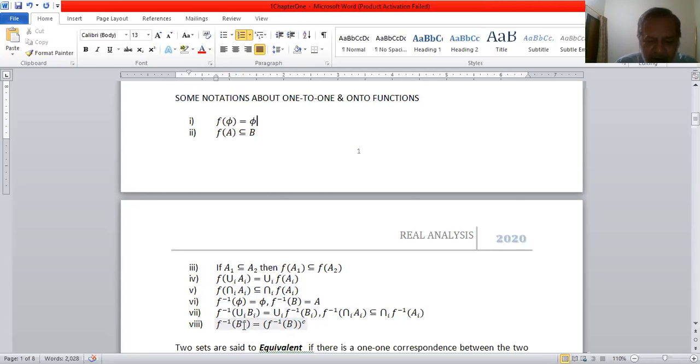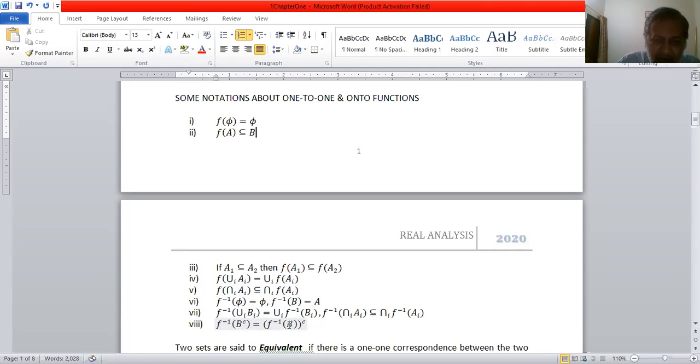B complement, that means whenever we say we are talking about complements, then we are talking about universes as well. So set A and set B, they have their own universes. So if I consider B complement, तो उसका inverse जो होगा, that will be the complement of the inverse of the set B.